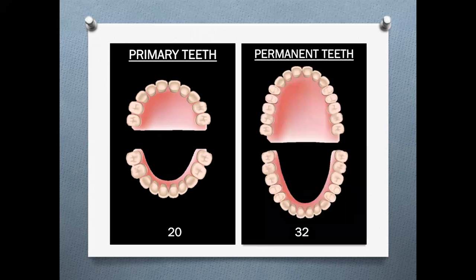Next is the permanent teeth. The permanent dentition is comprised of 32 teeth. There are 16 teeth in the maxilla and 16 teeth in the mandible or the lower jaw.